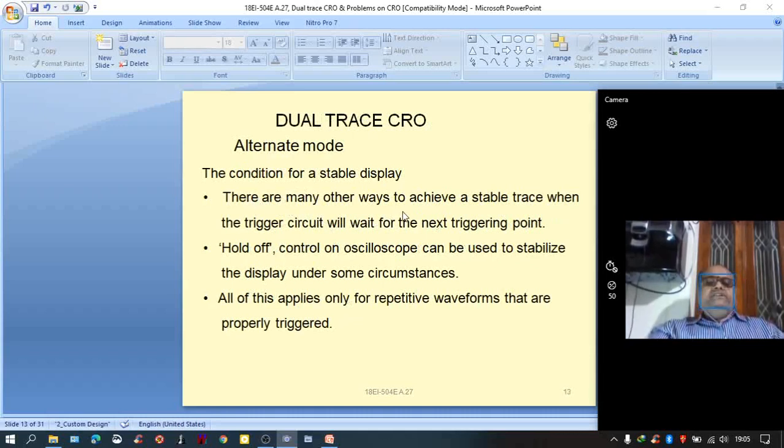There are many other ways to achieve a stable trace when the trigger circuit will wait for the next triggering point. Hold off control on CRO can be used to stabilize the display under such circumstances. We have seen hold off display on the front panel control of a CRO. By adjusting that hold off display, we can get a stable waveform on CRO screen.